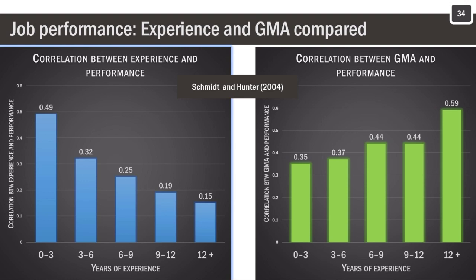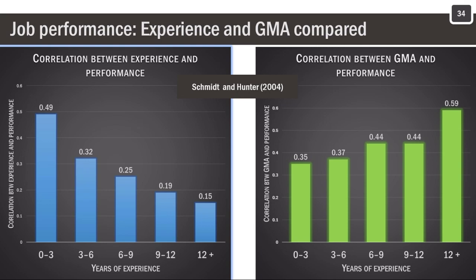Each bar on the graph shows the average correlation between job experience and job performance across different samples for this particular job experience range. So for years between 0 and 3, just under 3 years, the correlation between experience and performance ratings is 0.49. This correlation then drops gradually to a low of 0.15 for those who have been on the job 12 years or more. Now look at the chart on the right, the correlation between GMA and performance.